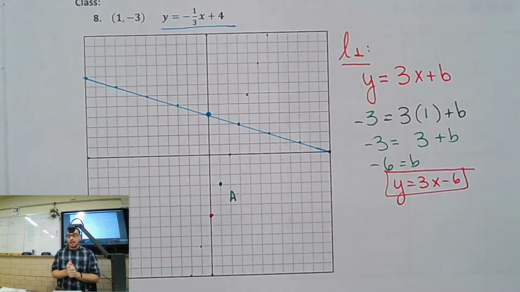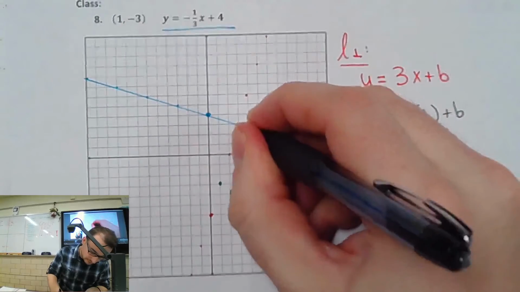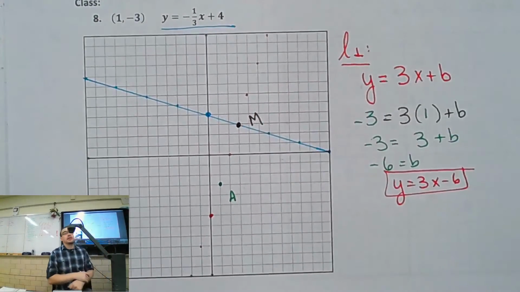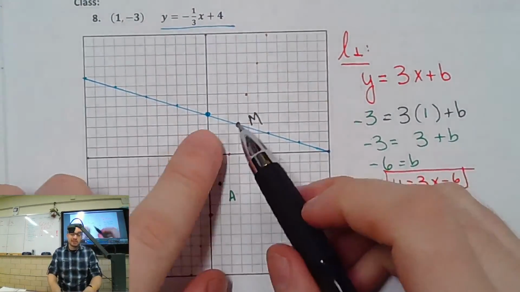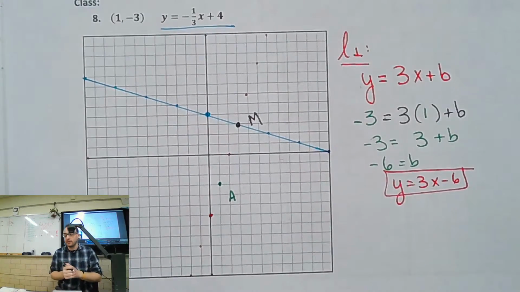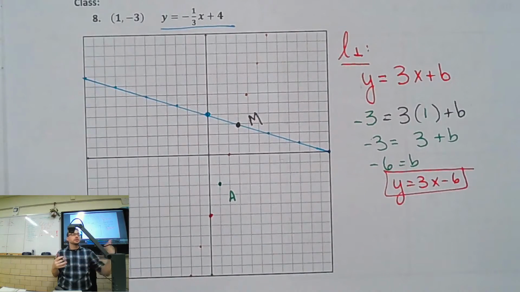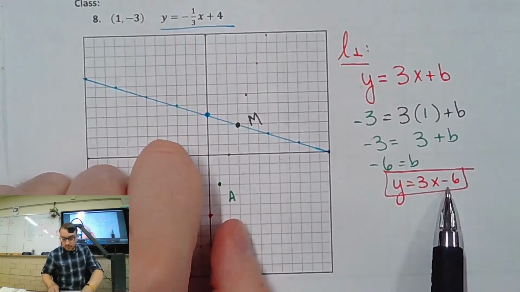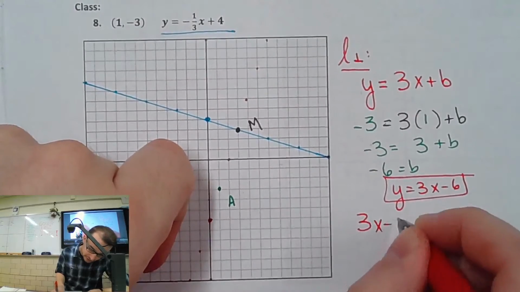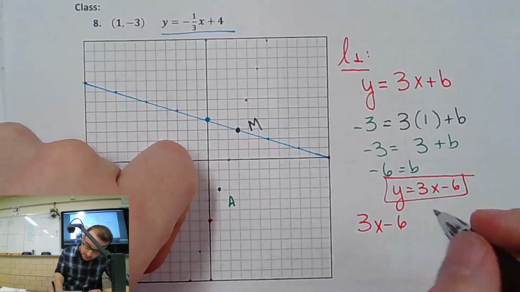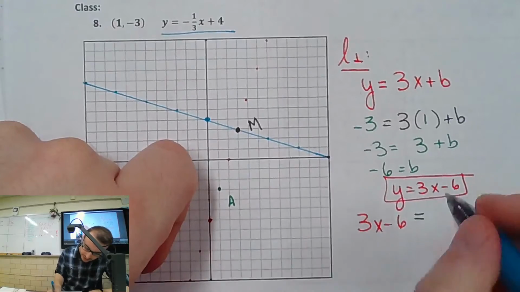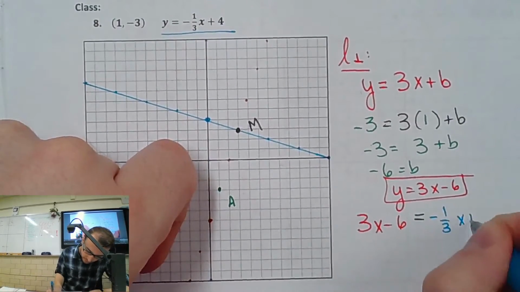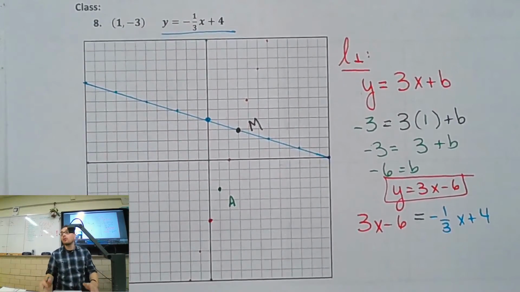Now we need to find out where they intersect. Again, you could probably eyeball it, but we're going to do the math anyway. That way when the math does not look nice, we can still have a way of figuring it out. So how do I figure out where lines intersect? What do I do with their equations? Yeah, I set them equal to each other. They both equal y. So I know 3x minus 6 should equal negative a third x plus 4. The question is, where do they intersect? Where do they equal? Where do they agree?